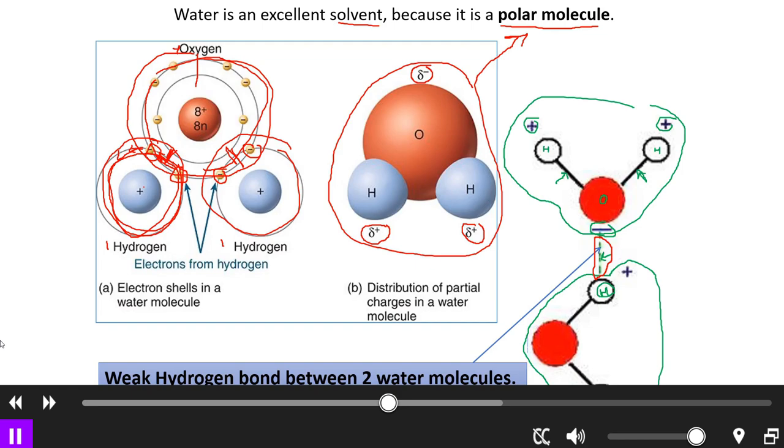We will talk about these hydrogen bonds later when we talk about the structure of DNA and genetics. They will be very important for the division and duplication of DNA. So within one water molecule, the black connections are called covalent bonds, and they are strong. But between two water molecules, there are weak hydrogen bonds.